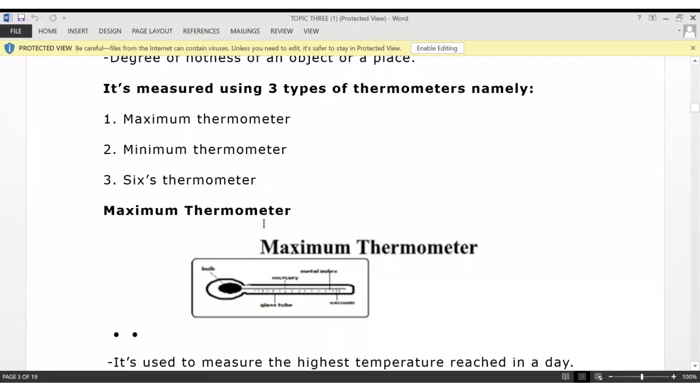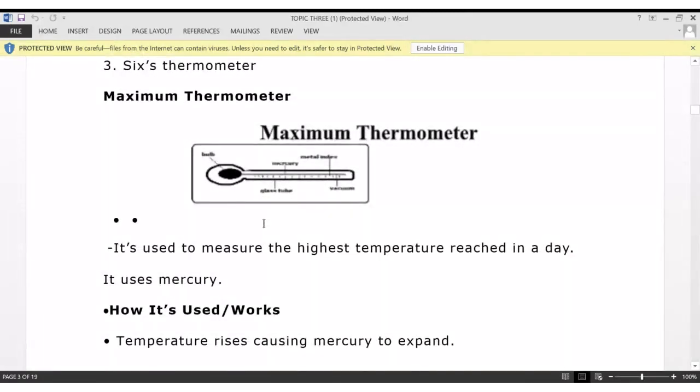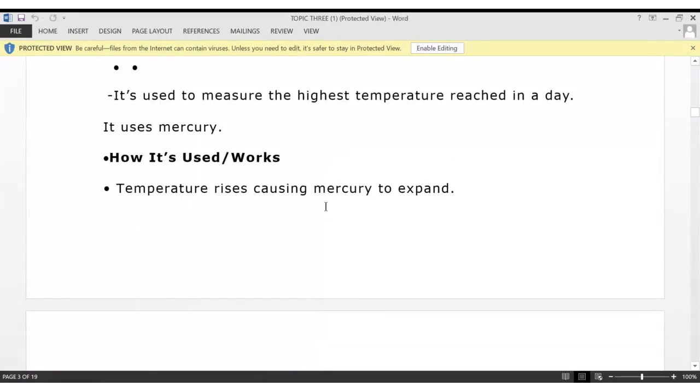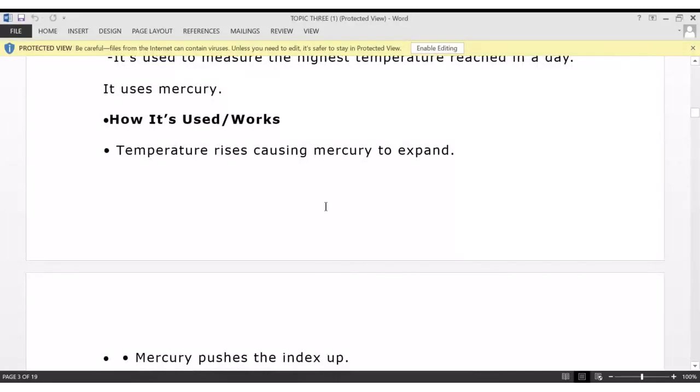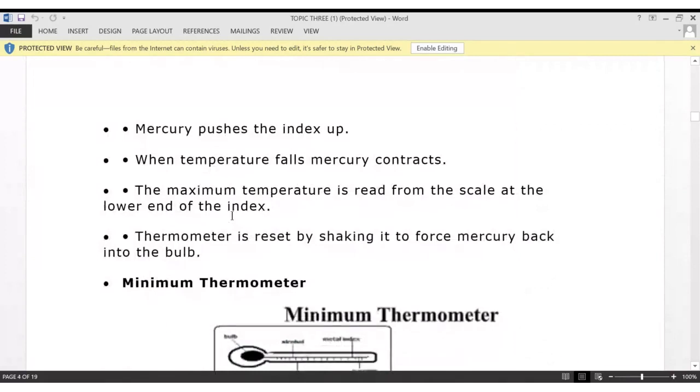We have the max. This is how the maximum thermometer looks. It's used to measure the highest temperature reached in a day. It uses mercury. That's how it works: the temperature rises, causing mercury to expand. Mercury pushes the index up.